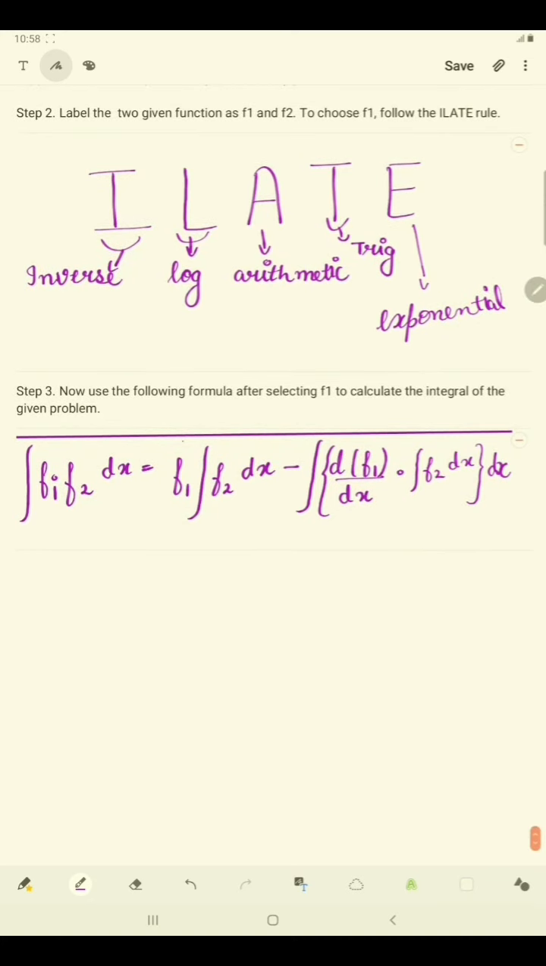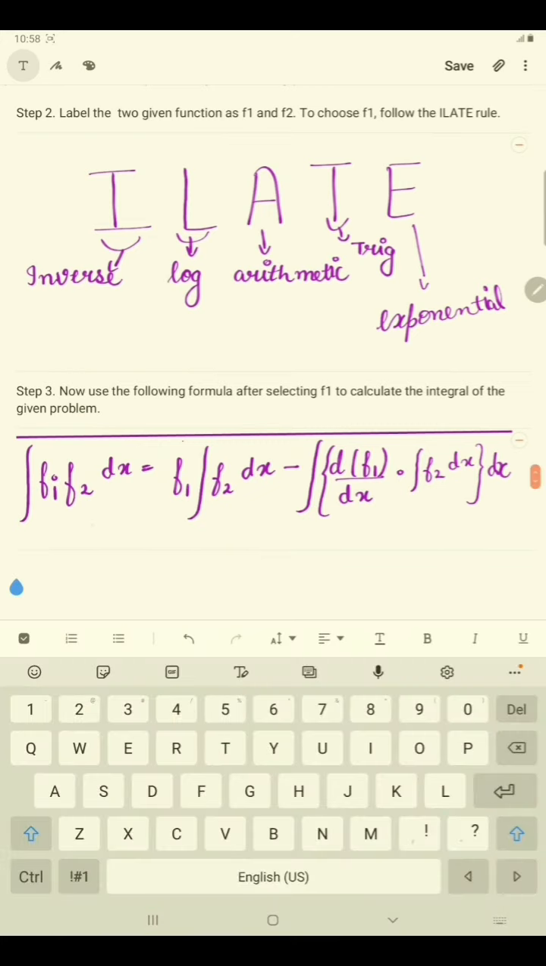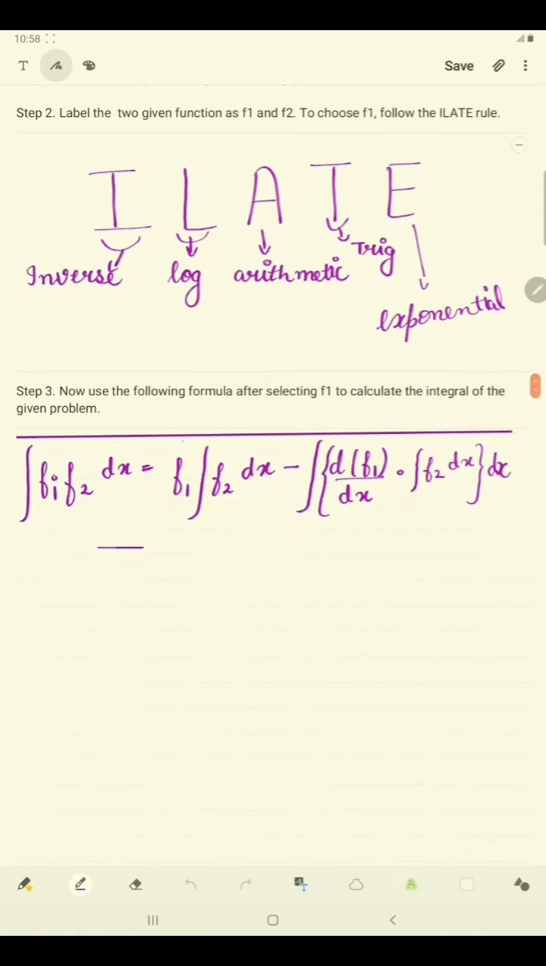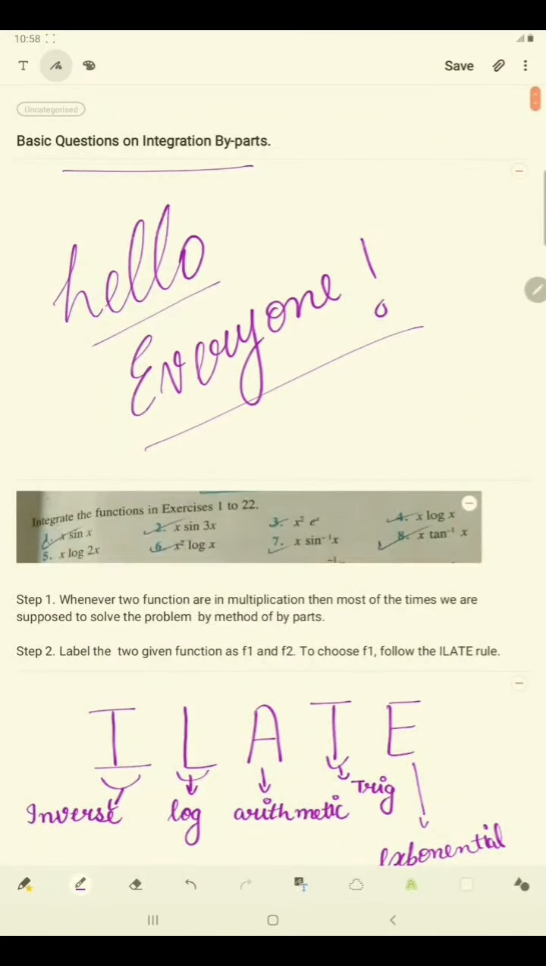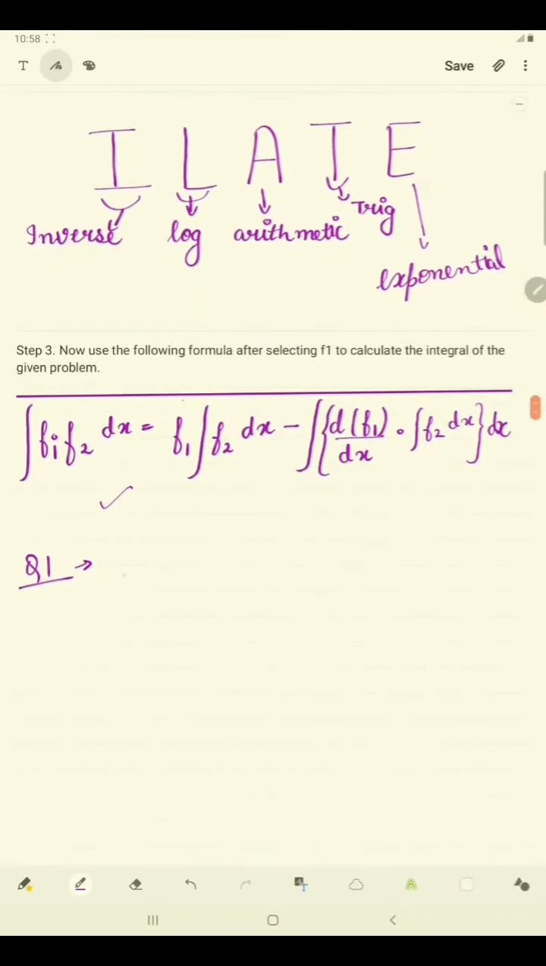And to solve the questions, we need step 3, and this is the formula that we need to use. The formula is easy. You need to memorize this formula. And now we are going to start with the first question. The first question says integration of x sin x dx.